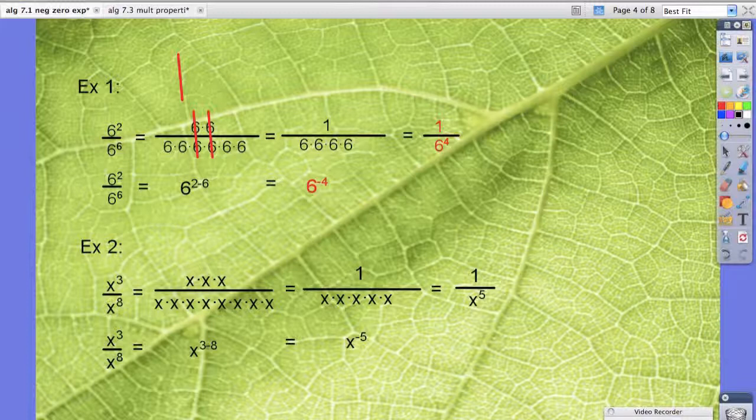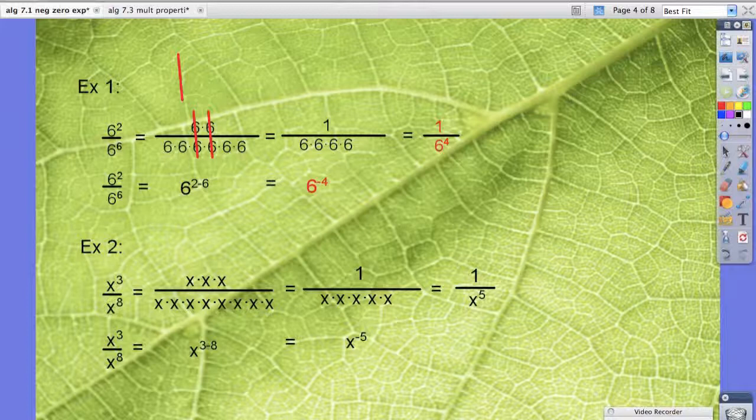So like we were saying, we would have 1 divided by 6 times 6 times 6 times 6, or 1 divided by 6 to the 4th power. If we use our division rules, and hopefully you would know that when we divide exponents with the same base, we subtract the top minus the bottom. So that would be 6 to the 2 minus 6th power, or 2nd minus 6th power, which would give you 6 to the negative 4th.